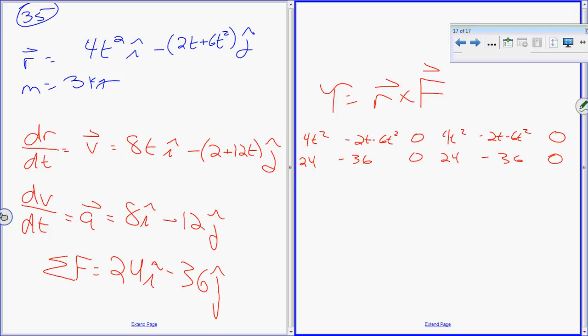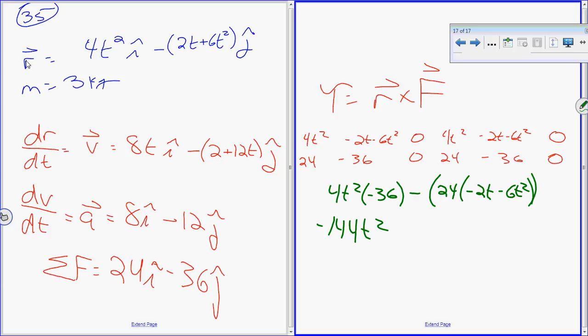So what are we going to get? You're going to get 4t squared times negative 36 minus this mess, 24 times negative 2t minus 6t squared. You can simplify that. So you get negative 144t squared, plus 48t. And then minus times minus gives you positive, so plus 144t squared. And the 144s cancel. So you get 48t, and that was in the k direction, right? Cool.